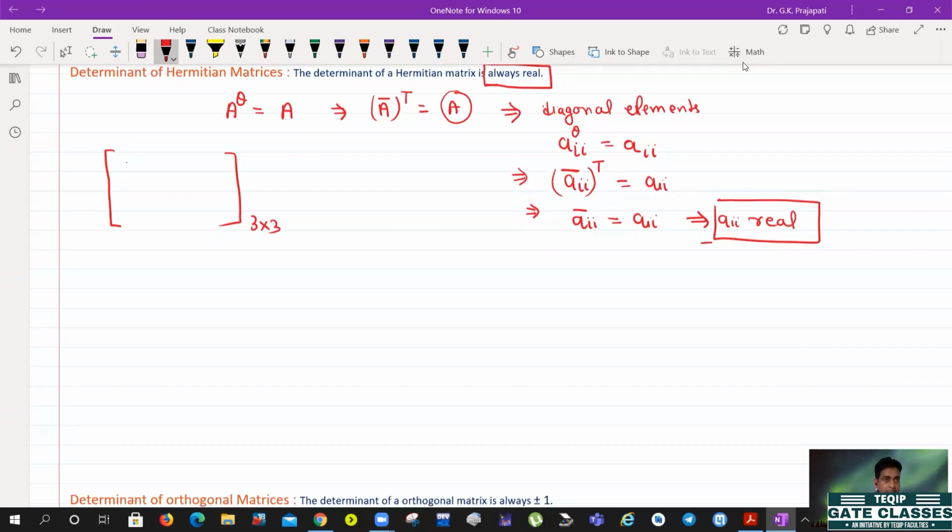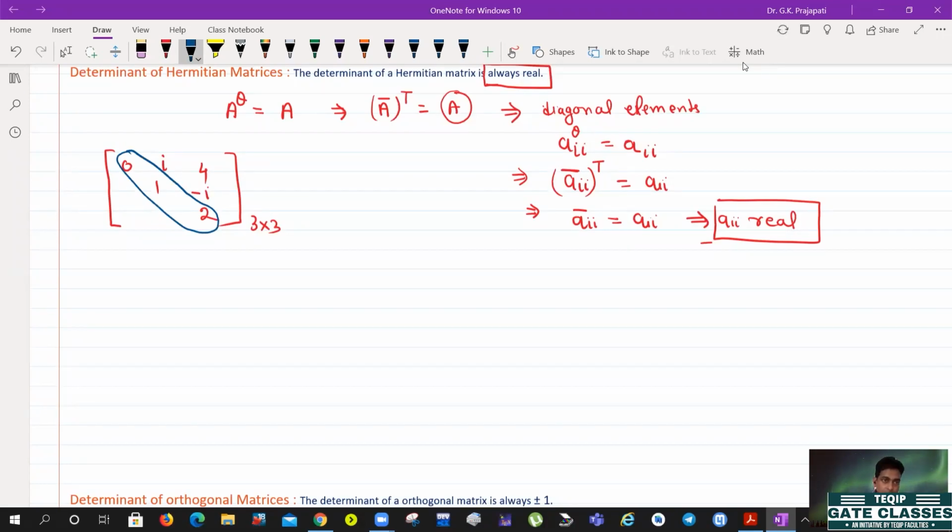So we can take any elements 0, 1, 2. Diagonal elements must be real. Now we take other elements like i, 4, minus i, and now we take its mirror image with conjugate, because the definition says transpose conjugate.